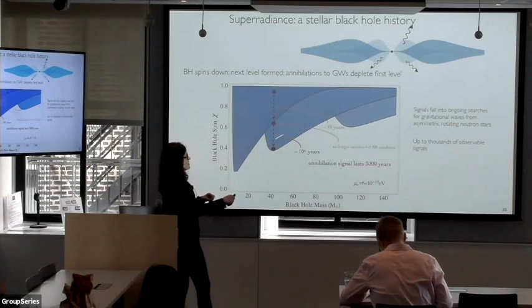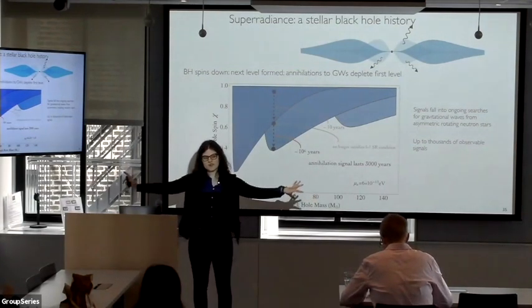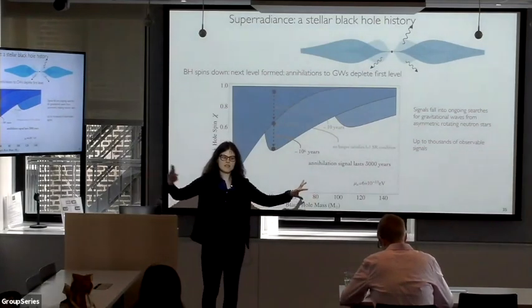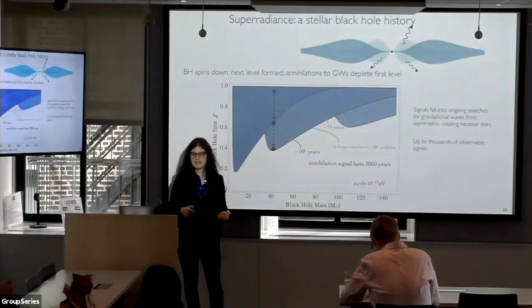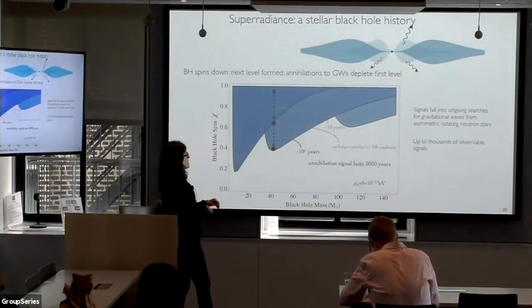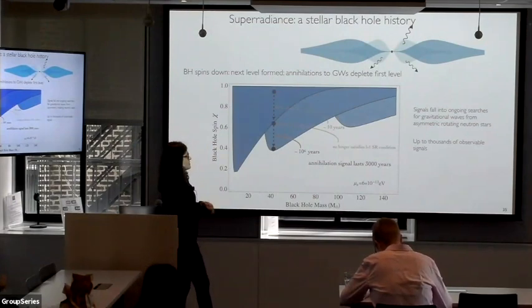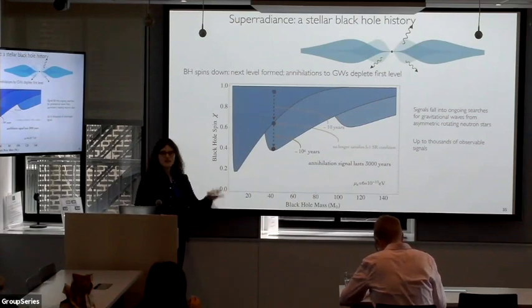This level has angular momentum too, so since it has an angular momentum barrier, it's localized further away from the black hole, which means that the growth is parametrically slower. It has less overlap with the black hole horizon. And now instead of taking 1 year or 10 years, depending on the parameters, to grow, it takes about 10 to the 6 years. And the gravitational wave annihilation signal for these parameters will last as long as 3,000 years.